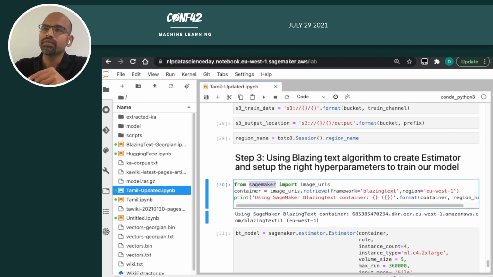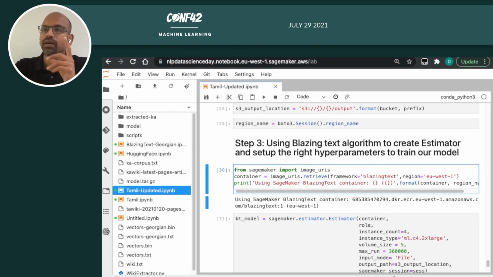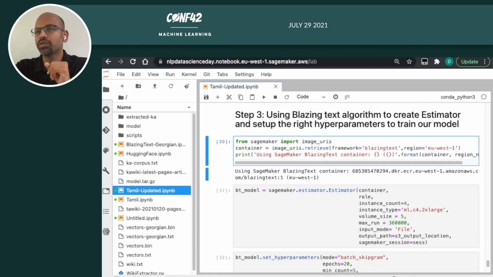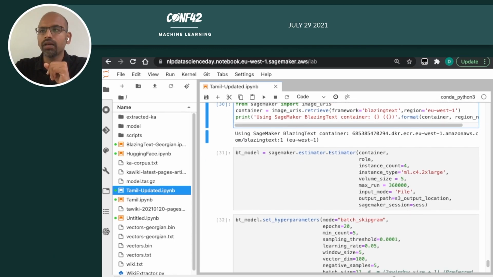we are, from SageMaker, importing image URIs, and we are saying image URIs dot retrieve blazing text. Now this brings you a pointer to the blazing text algorithm, and here you see you are using SageMaker blazing text container from EU West 1.